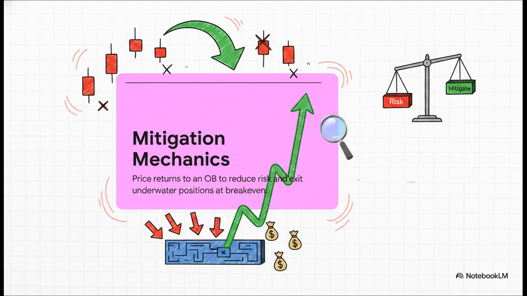So what happens? The algorithms purposefully drive the price back down to the order block to reduce risk. They need to mitigate or exit those leftover underwater positions at break-even before they can safely launch the true long-term trend. This return to the order block, that is your entry window.